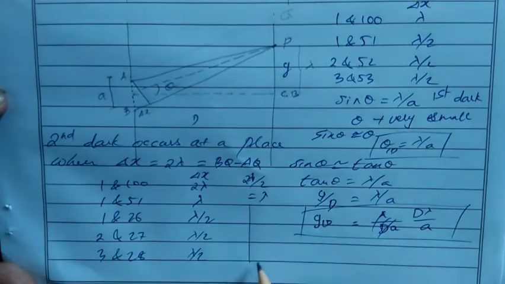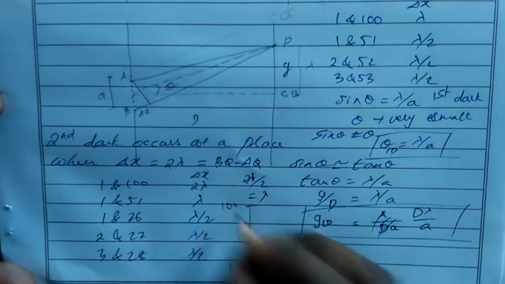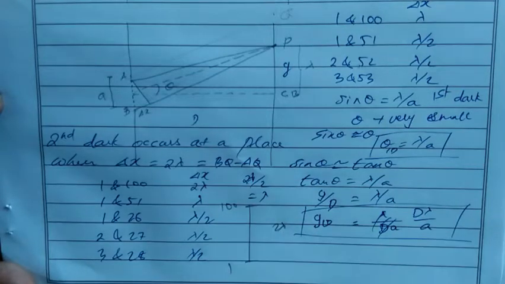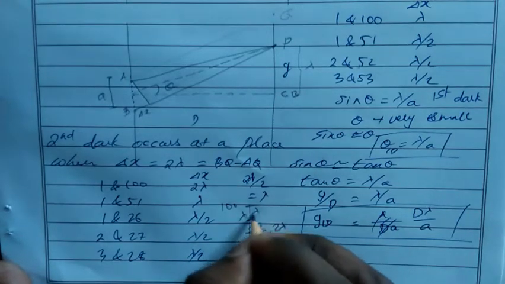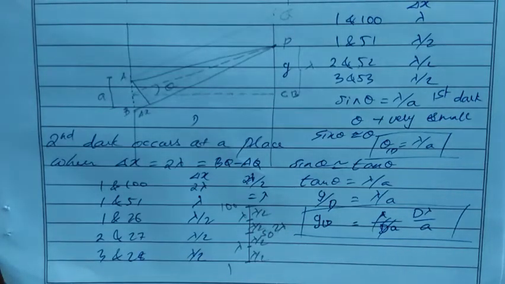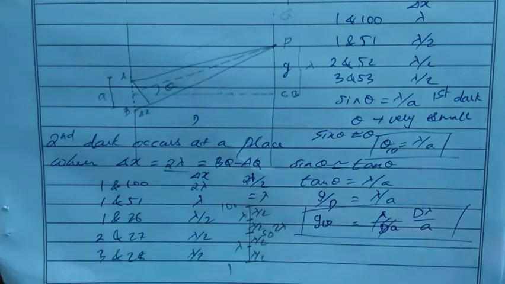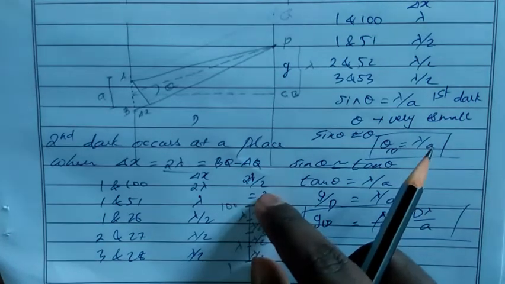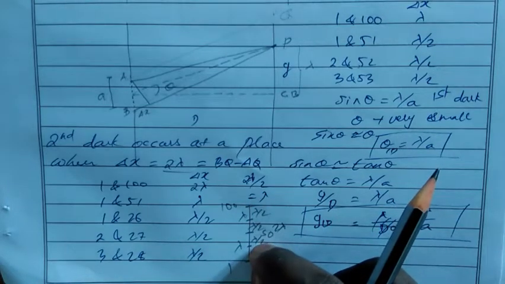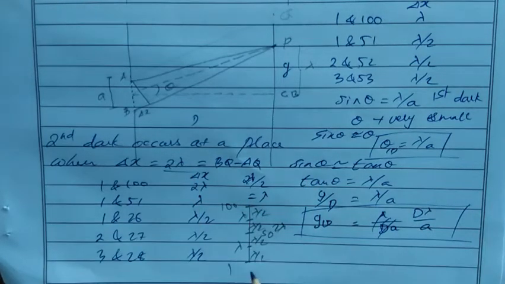Because we see 1 to 100 we have total distance as 2 lambda. Then 1 to 50 we have this distance as lambda. Then further I can divide, 1 to 25 this distance is lambda by 2. Here we have lambda by 2, here lambda by 2, here lambda by 2. So 4 lambda by 2 will be 2 lambda. Correct? Lambda by 2 plus lambda by 2 plus lambda by 2 plus lambda by 2. So I divide this 100 into 4 parts, then each part has lambda by 2 path difference, and 4 lambda by 2 will be 2 lambda. So from 1 to 100 I have the total second dark at 2 lambda distance.